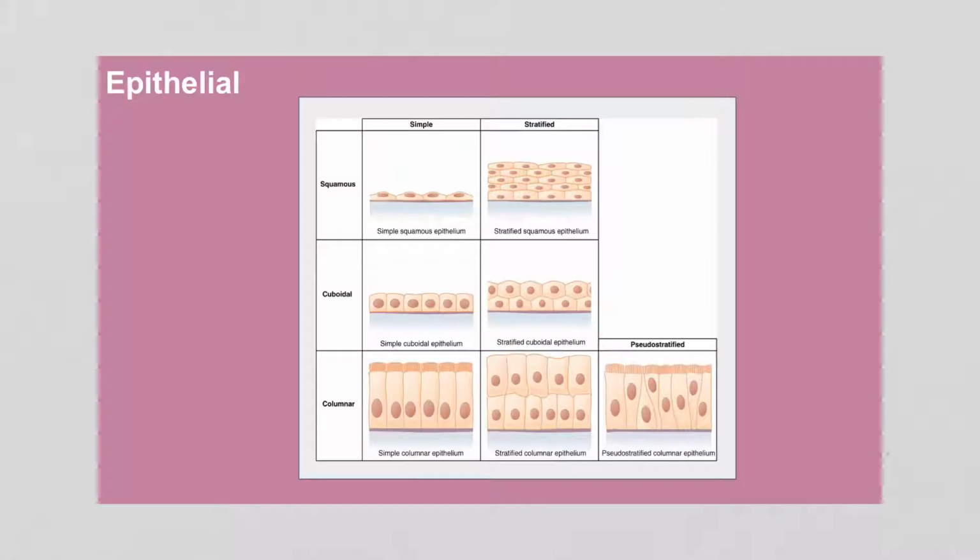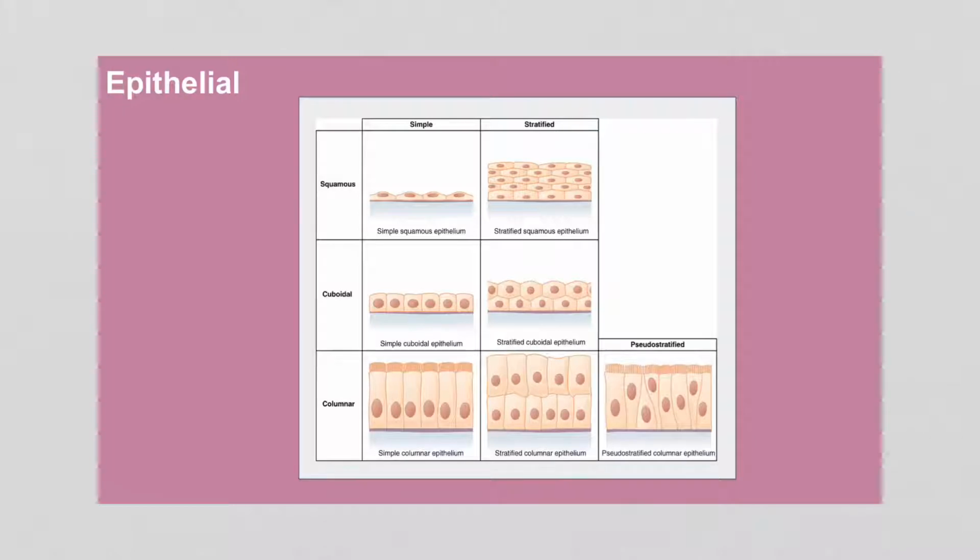Epithelial tissue covers body surfaces, lines cavities, and forms glands. There's many different types of epithelial tissue, and each has its own specialized function. Those functions include protection, absorption, filtration, excretion, secretion, and sensory reception.